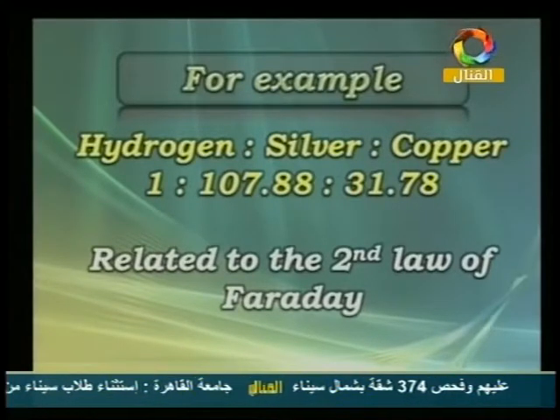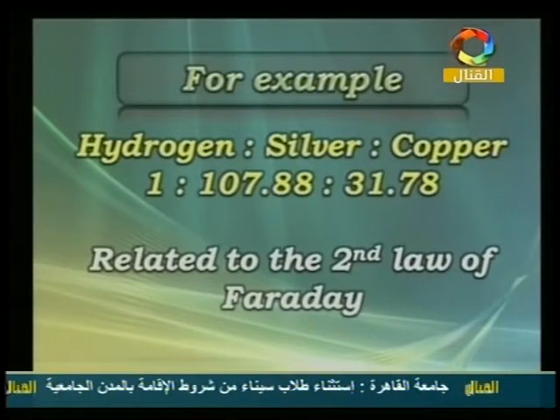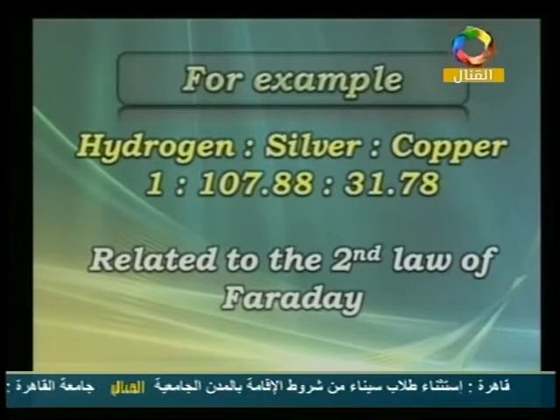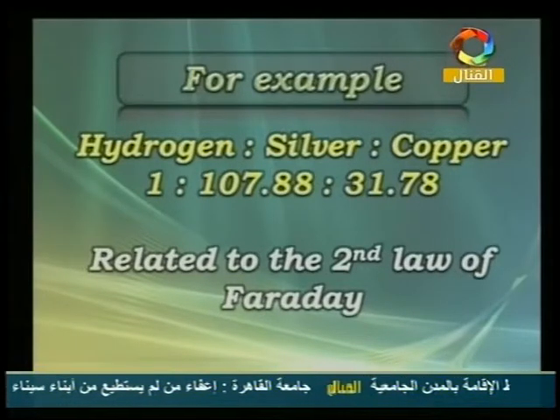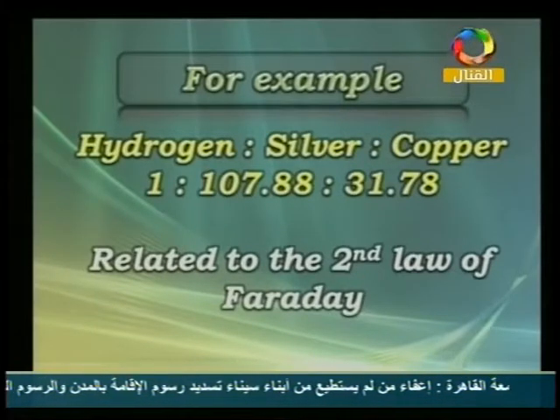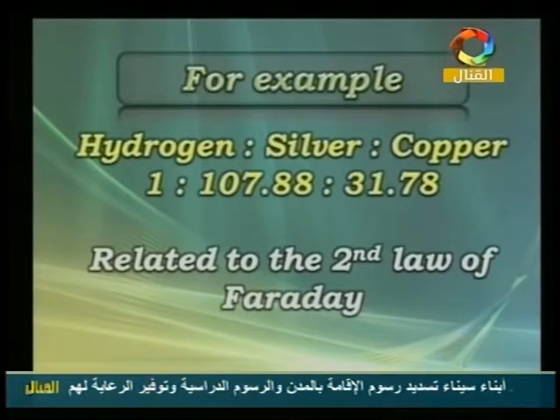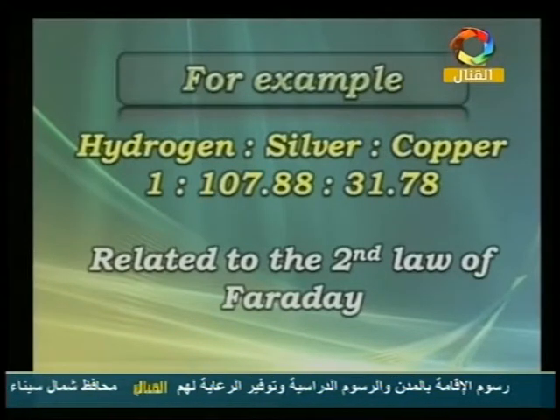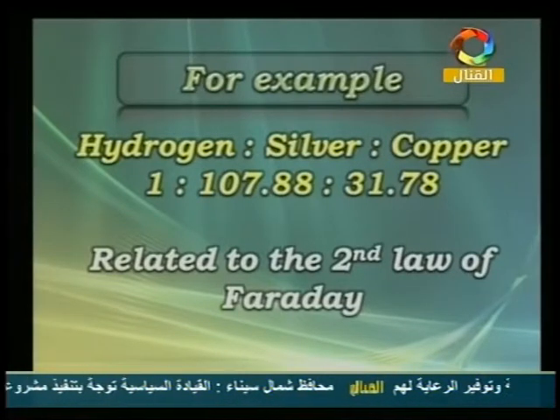So related to the second law of Faraday, we have hydrogen, silver, copper, and they are different from each other in equivalent masses. Why? Because hydrogen, for example, is 1: the atomic mass or atomic weight, 1, divided by the valency, 1, equals 1. Silver has a very large mass number, 107.